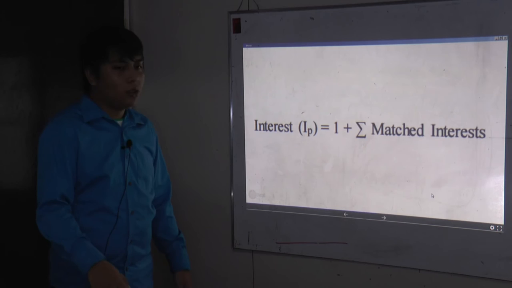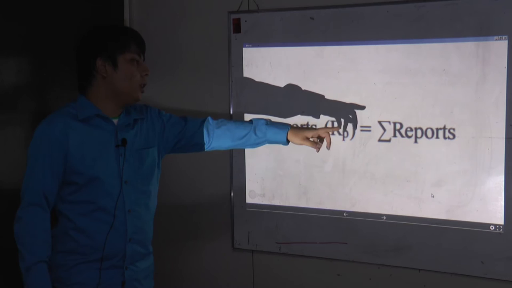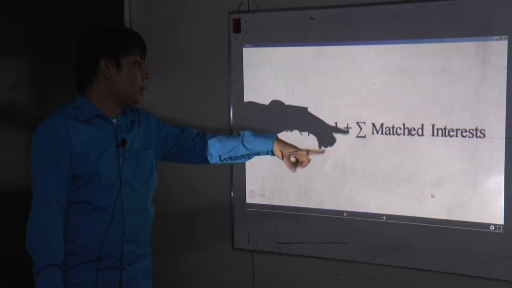Okay, so here for the reports, we have only the summation of reports. For the interest, the formula is 1 plus match interest. In order to avoid multiplying by 0, I started it with 1.